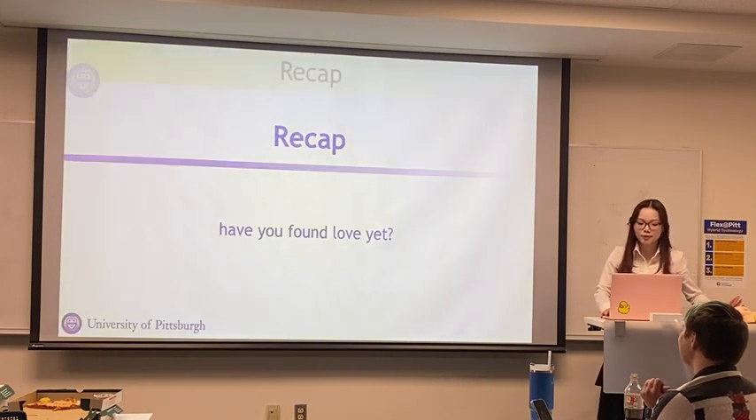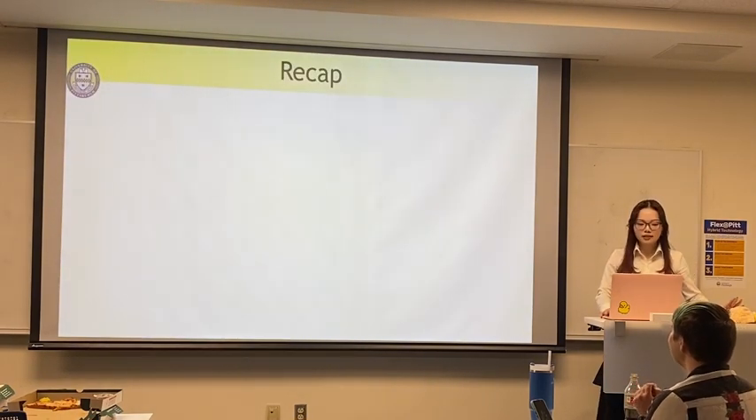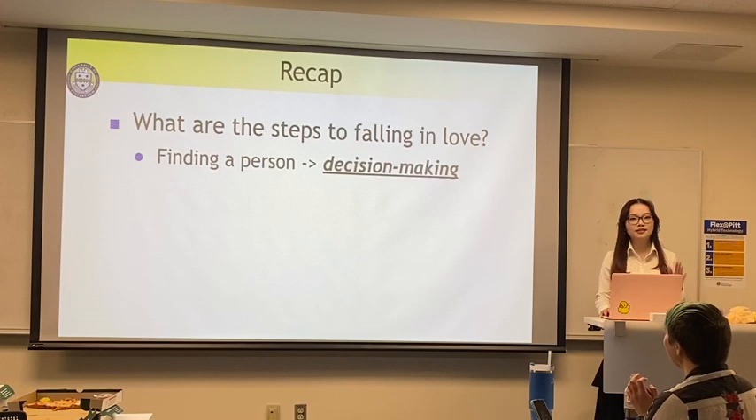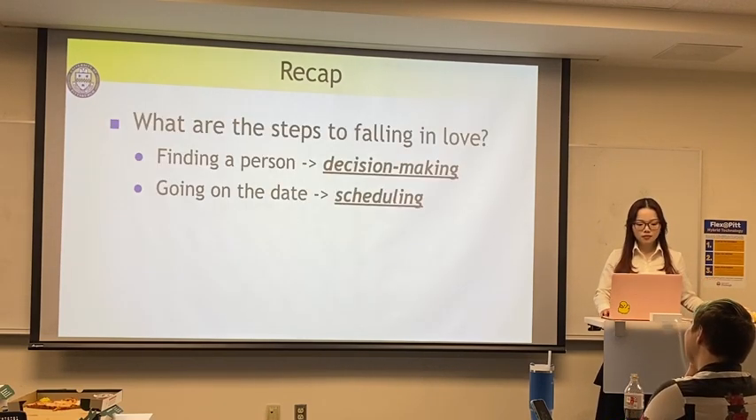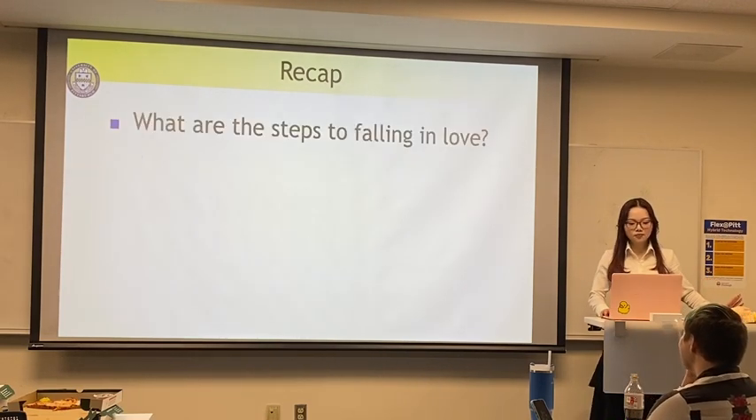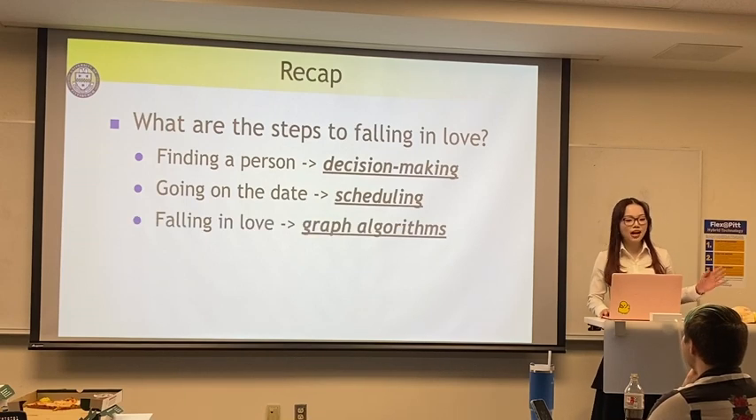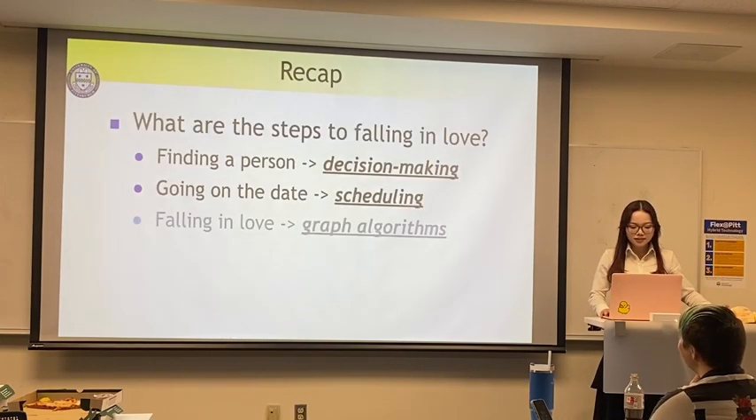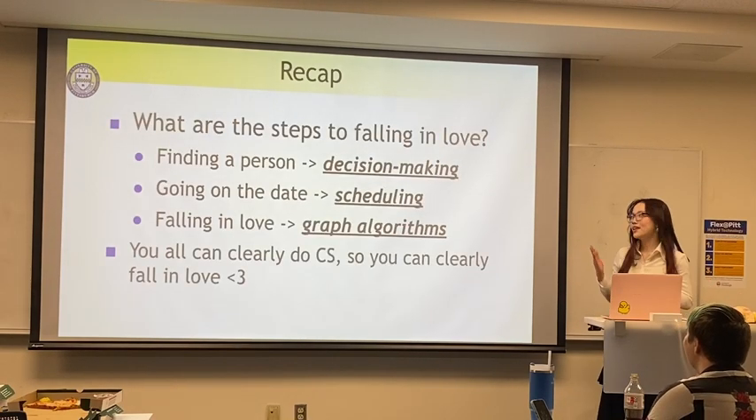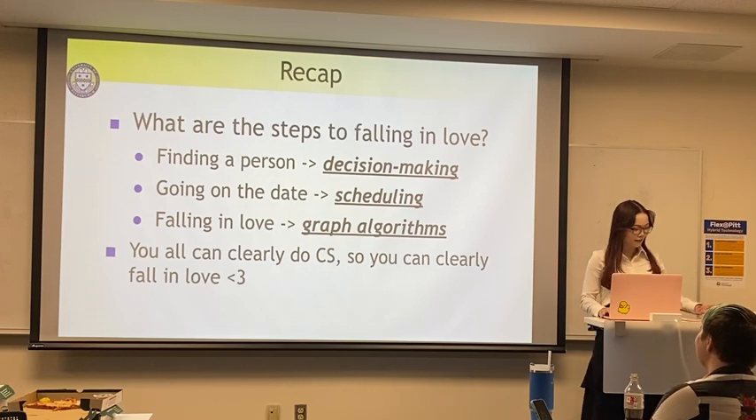And so to recap, what are the steps of falling in love? You find a person, that's decision-making algorithms. You go on the date, that's a scheduling algorithm. You fall in love, that's a graph algorithm. And throughout this class, Dr. Farnan has taught you how to do computer science. You can clearly fall in love.